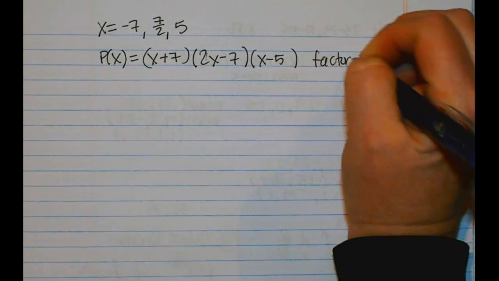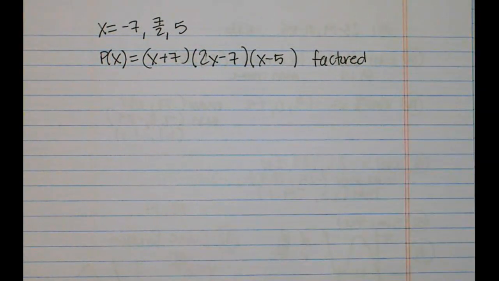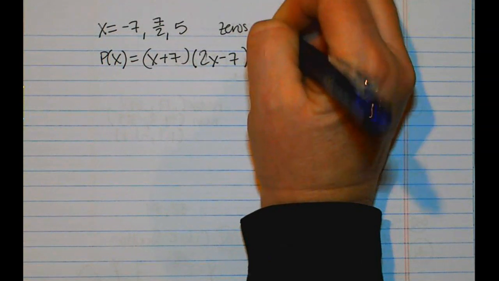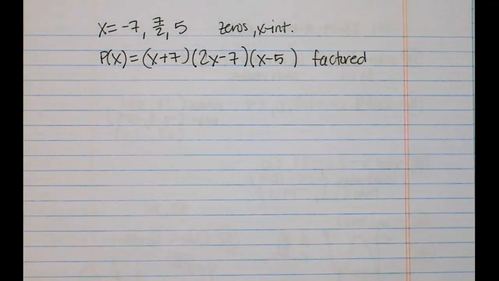And probably because this is a project, maybe I want to label that as factored form, because that tells everybody I know what I'm talking about. I could label these as zeros or x-intercepts, so it makes sense out of what I'm saying. But it's a project, so I probably shorten that to int.